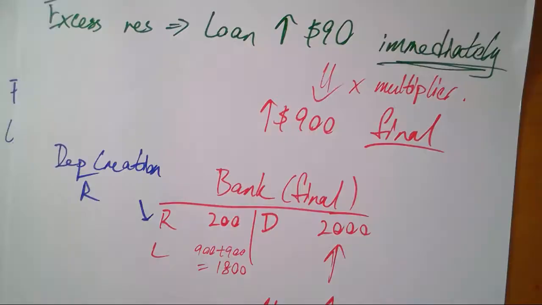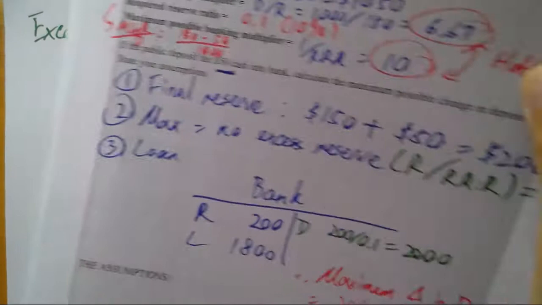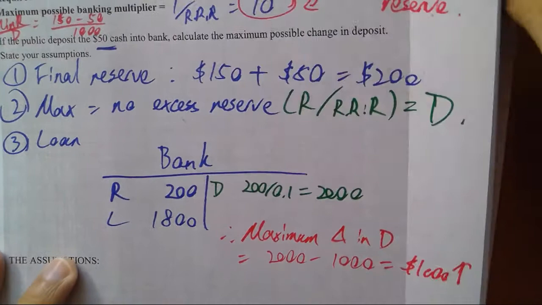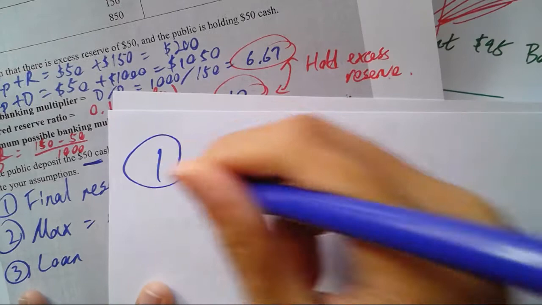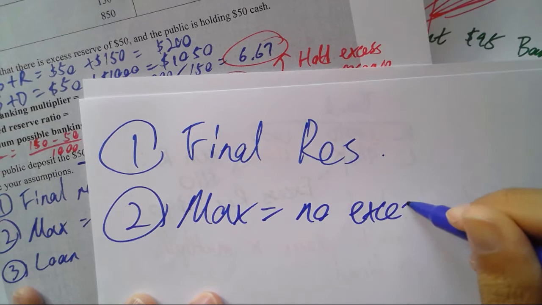Unlike the not so good way, we need to deal with excess reserve, which can be troublesome, right? Here we do not need to deal with excess reserve. Step one, final reserve. Step two, let's write it out clearly, since we will keep using it. Step one, the final reserve. Step two, maximum equals no excess reserve.